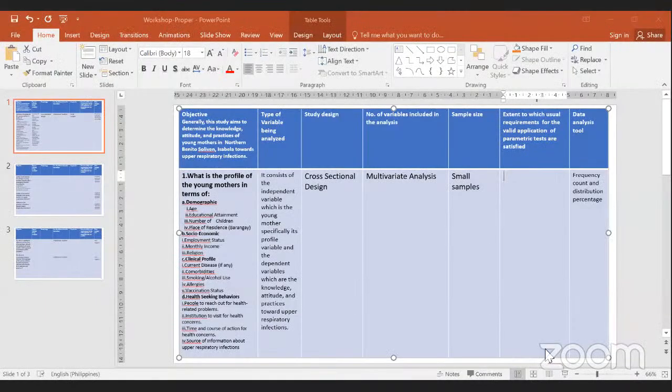Good afternoon po, ma'am. Good afternoon to all. So our research title is Knowledge, Attitude, and Practices of Young Mothers in Northern Benito Soliven, Isabela towards Upper Respiratory Infection. So our general objective is generally this study aims to determine the knowledge, attitude, and practices of young mothers in Northern Benito Soliven, Isabela towards upper respiratory infection.